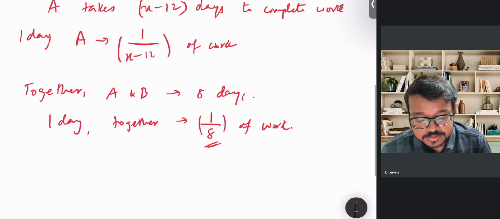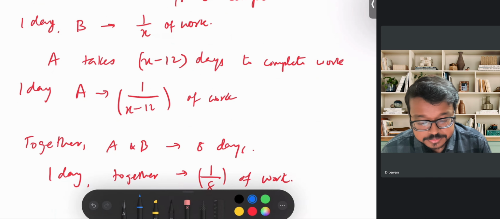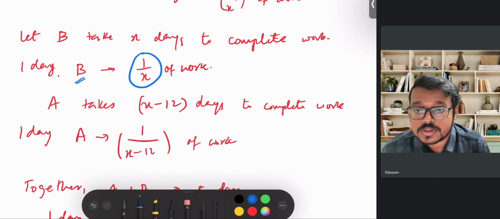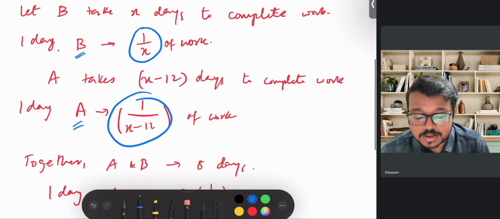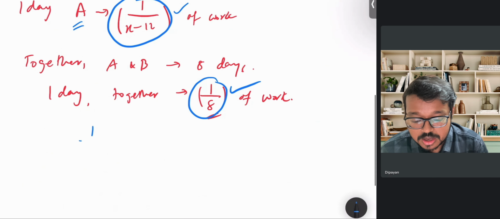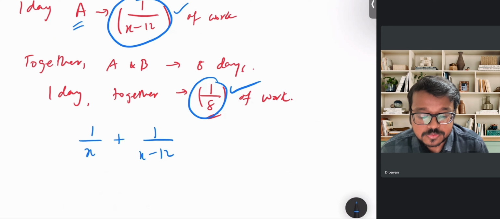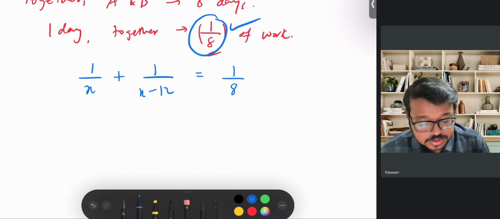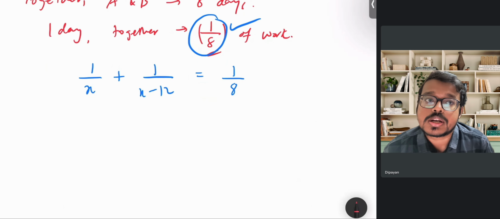So therefore, I earlier had that Bijoy does 1 by X of the work in one day, and Amit does 1 by X minus 12 of the work in one day. If I add these two fractions, I will expect to get the fraction 1 by 8. So that becomes my equation: 1 by X plus 1 by X minus 12 equals 1 by 8. Adding up the contributions of Amit and Bijoy, we will get this fraction of the work being done when they are working together. So now we'll solve it to get the quadratic equation.